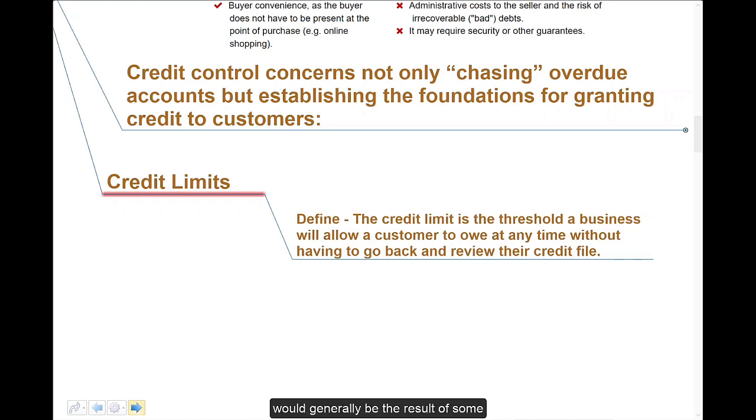And that would generally be the result of some sort of review of their credit file. It's pretty easy to check an individual or indeed a company out online via these credit assessment reference agencies. So a credit limit is simply that, an amount to which you can go up to at a given point in time, but you cannot go over it. Okay? From time to time, credit limits may need to be reviewed, adjusted, possibly downwards.